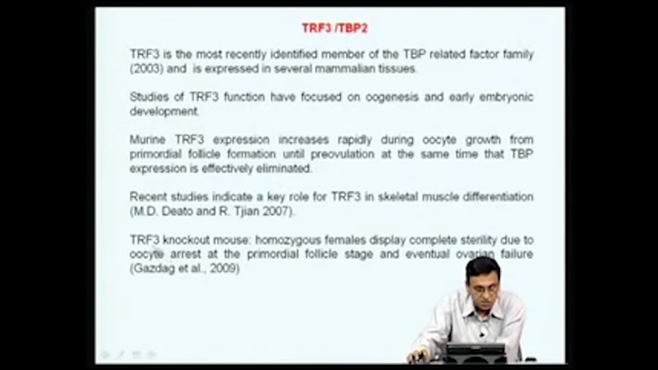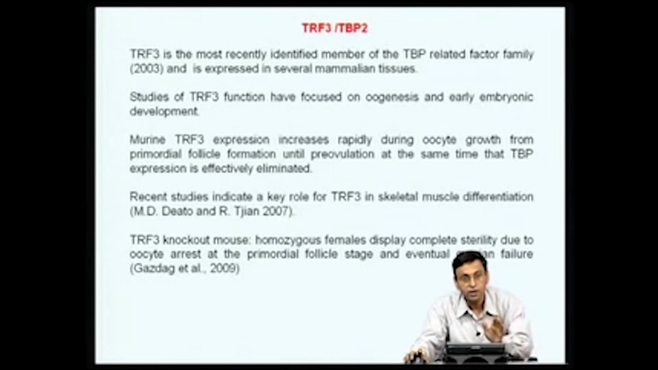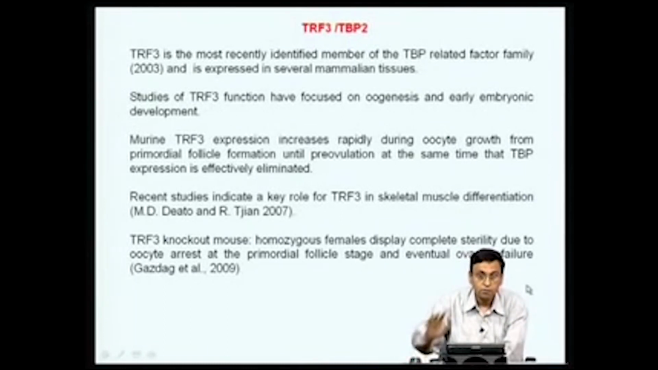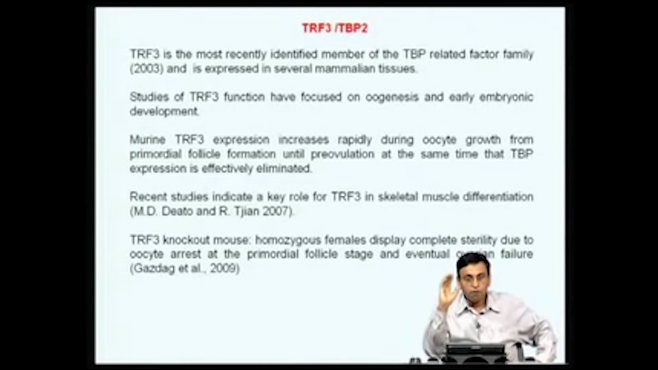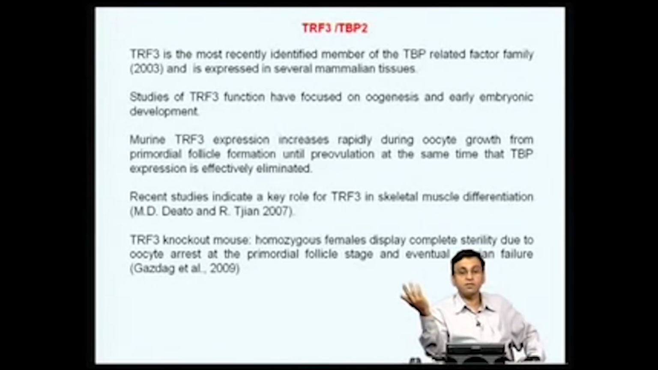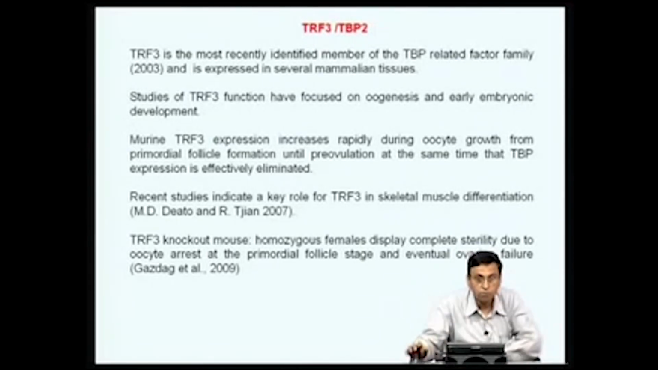And if you knock out this TRF3 in mice, the homozygous females display complete sterility due to oocyte arrest at the primordial follicle stage, which tells you clearly that the TRF3 has a very important role for further development from the primordial follicle stage onwards. And if you knock it out, oocyte development cannot proceed beyond the primordial follicle stage, and therefore it leads to ovarian failure, clearly indicating that specific forms of TBP or variants of TBP have a very important role in oogenesis in mice. So, if you knock out this TRF3, oocyte differentiation cannot proceed beyond a certain point.